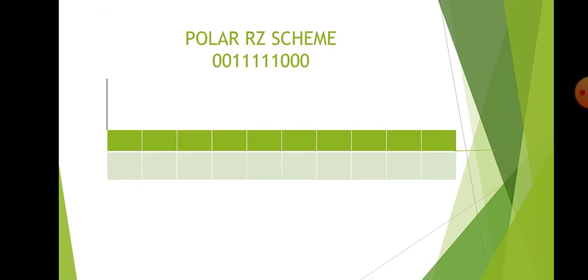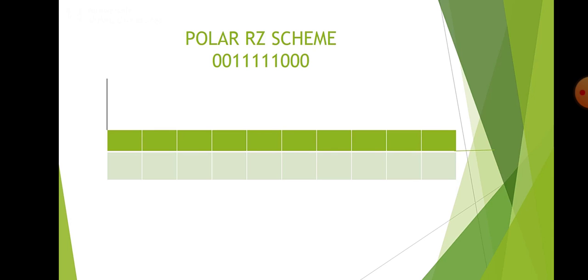Polar RZ scheme. In the case of polar RZ scheme, the signal changes not between the bits but during the bits. So here the given pattern is 0, 0, 1, 1, 1, 1, 1, 0, 0, 0. So we have to represent it using polar RZ scheme.